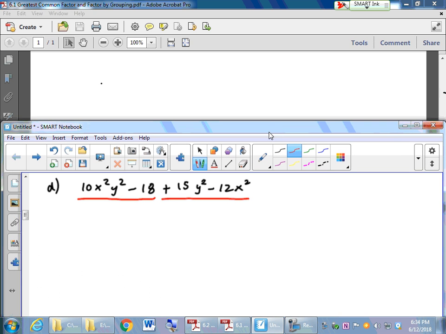From here, if I factor out the GCF from the first group, this will be just 2, which will leave us with 9x squared, 5x squared, and y squared minus 9. And from the second group, when I factor out the GCF, it will be just positive 3. So this will become 5y squared minus 4x to the second power.